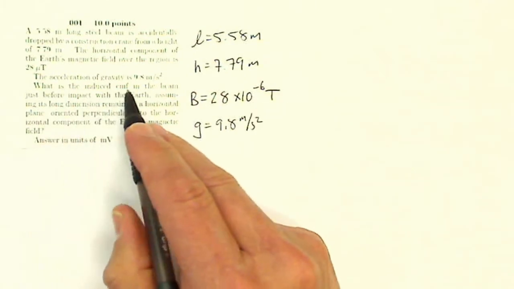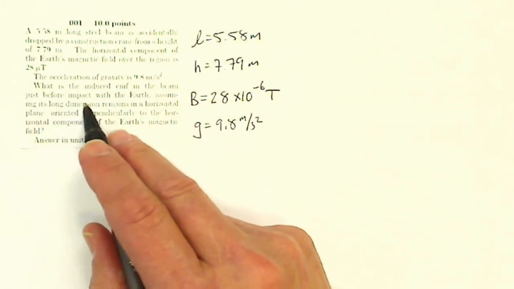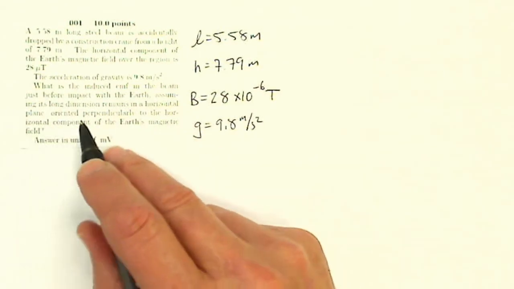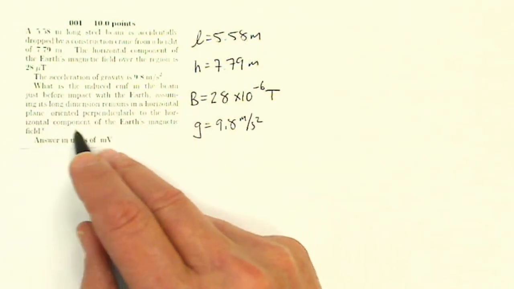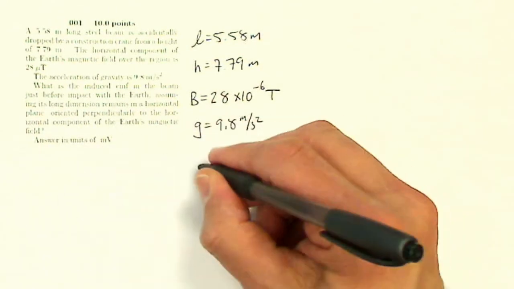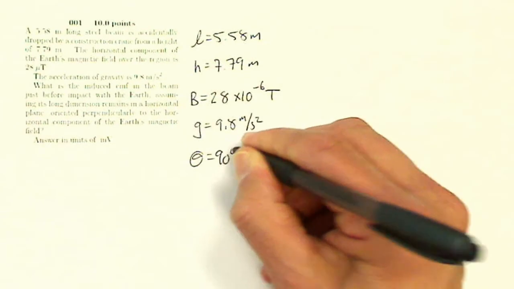What is the induced EMF in the beam just before impact with the Earth, assuming its long dimension remains in a horizontal plane oriented perpendicular to the horizontal component of the Earth's magnetic field? This is perpendicular, so that means my theta is going to be 90 degrees.